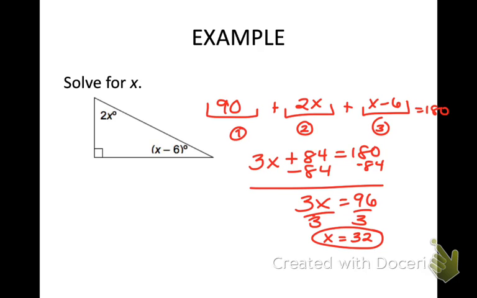Okay, so get in the habit of writing out that equation each time. First angle plus second angle plus third angle equals 180 degrees. Make sure that it's all 3.